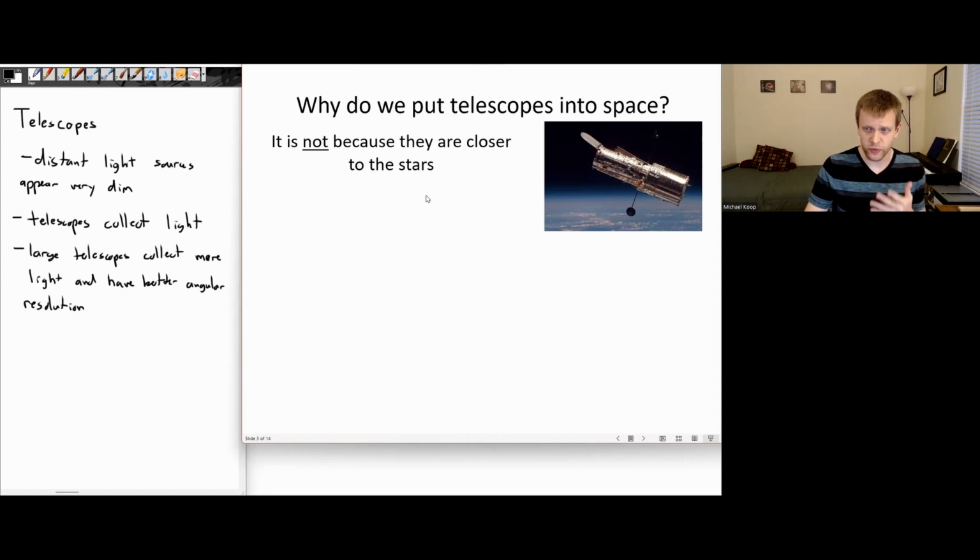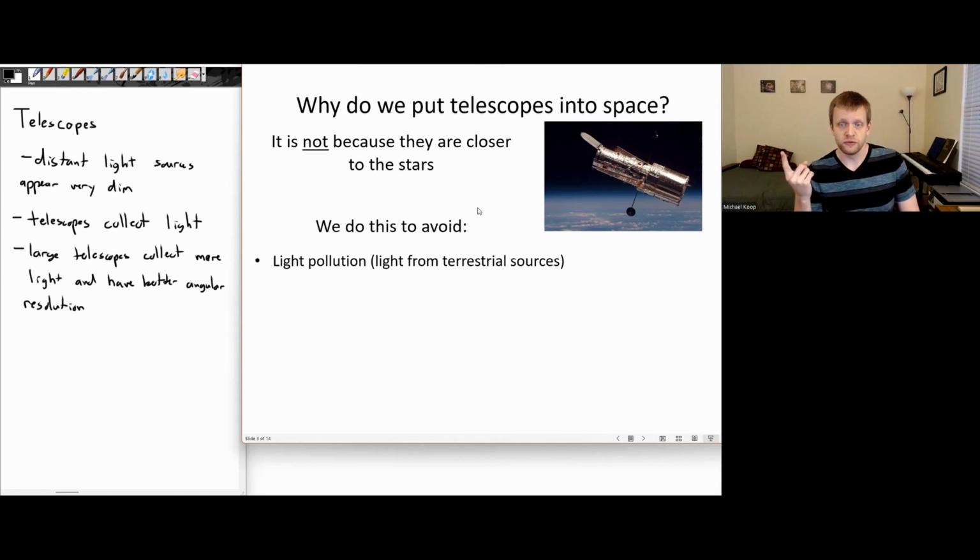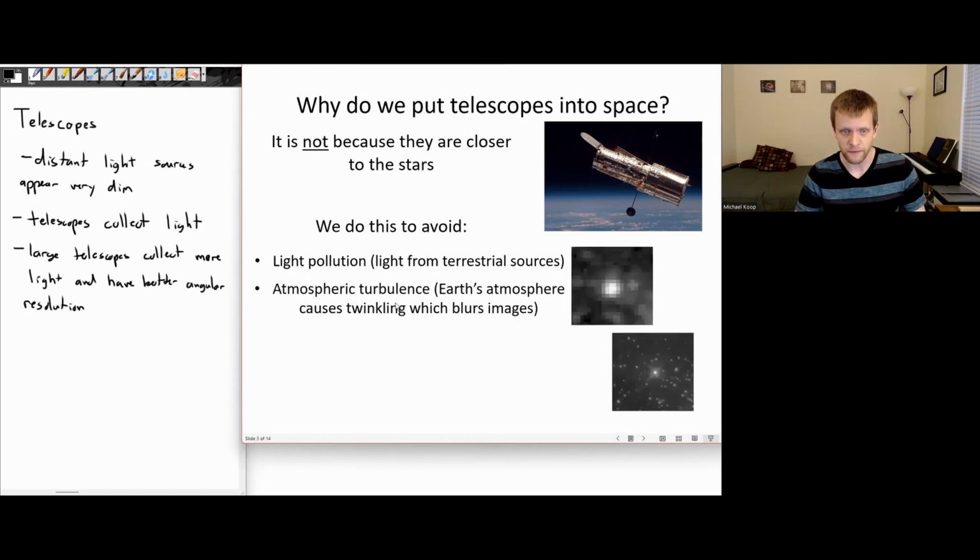So again, we don't put telescopes into space to put them closer to the stars. We do it for a couple of other reasons. We want to avoid, first, light pollution. If you've ever tried stargazing in a city, it doesn't really work because there are too many other light sources that wash out the stars. If you want very clear skies, you want to go someplace isolated out in the field or on a mountain to avoid this light pollution. Putting it into space is even better.